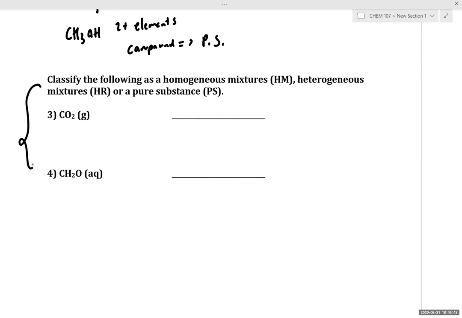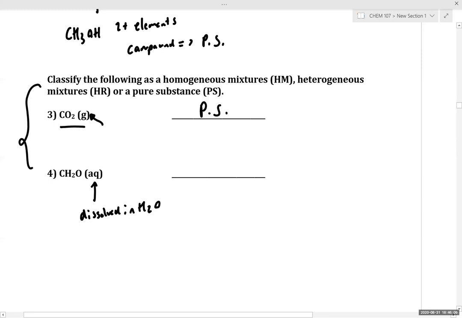So let's discuss this example. First, CO2, we look at the state symbol, we see gas, so we're not dealing with a mixture in water at least. And because carbon dioxide has 2 or more different elements, it's a compound, and as a result, it's a pure substance. Formaldehyde, we see this aqueous symbol, which means dissolved in water. When we have the dissolved in water symbol, that means we're dealing with a solution, which is a homogeneous mixture. Does this make sense to everyone so far?